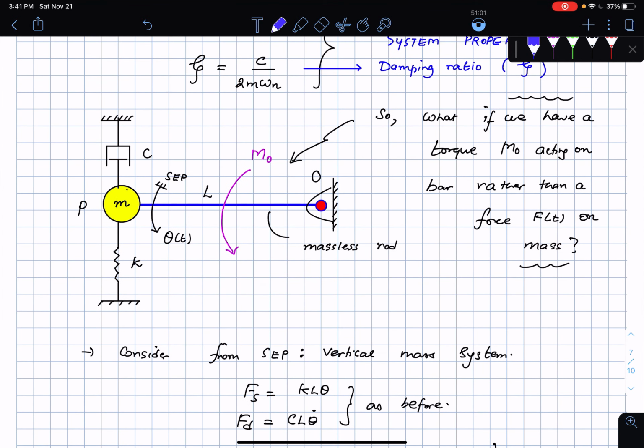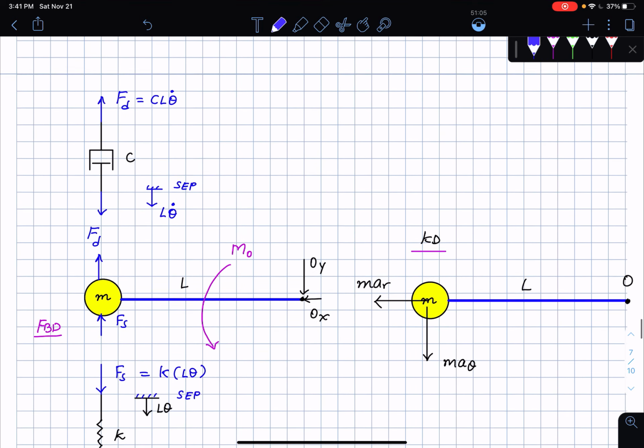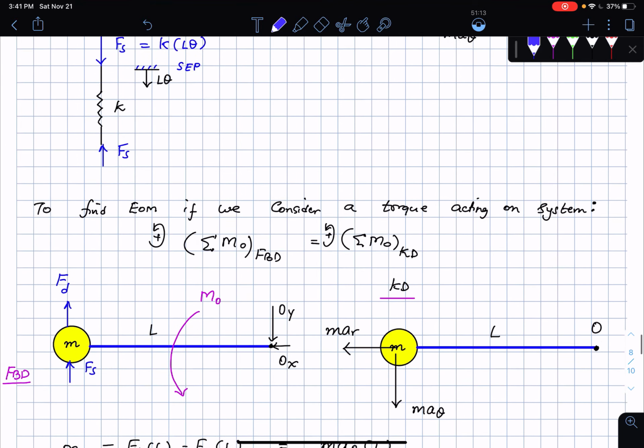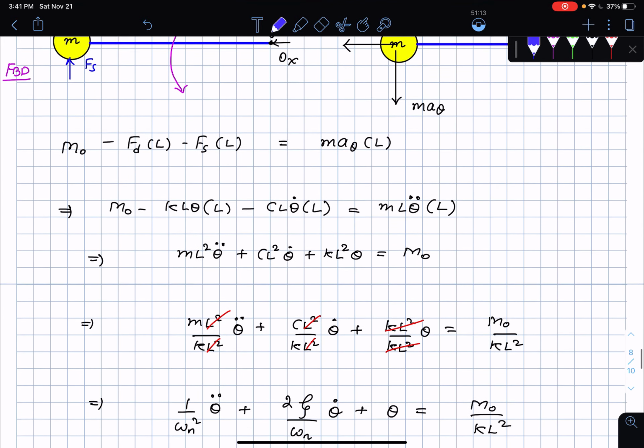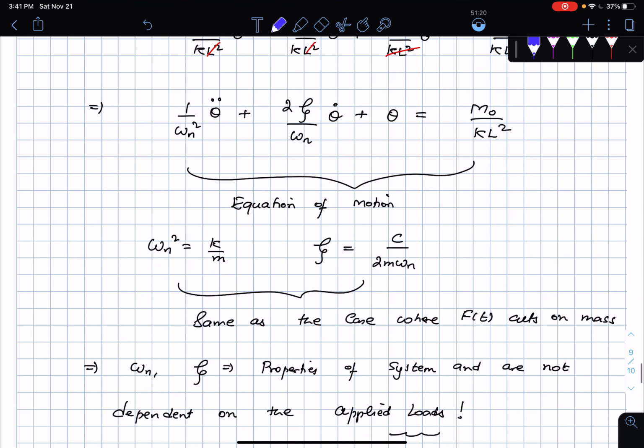We said, so what now if we have a torque acting? What's going to change? Nothing much is going to change. The equation of motion is going to remain similar in its fundamental form, except that I'm just going to apply sum of moments at a certain point rather than sum of forces, which is exactly what we did. We came up with the standard form of the equation of motion. It did not change by a whole lot except for the term on the right hand side, which is called the forcing term. So these terms are called the forcing terms.